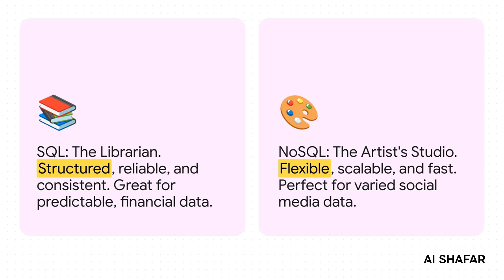No SQL, on the other hand, is more like an artist's studio. It's flexible, a little chaotic maybe, but incredibly fast and easy to scale. It's perfect for the messy, unpredictable data you get from a social media feed. And right there, you see it, a classic trade-off. Do you want perfect structure, or do you want flexible speed?